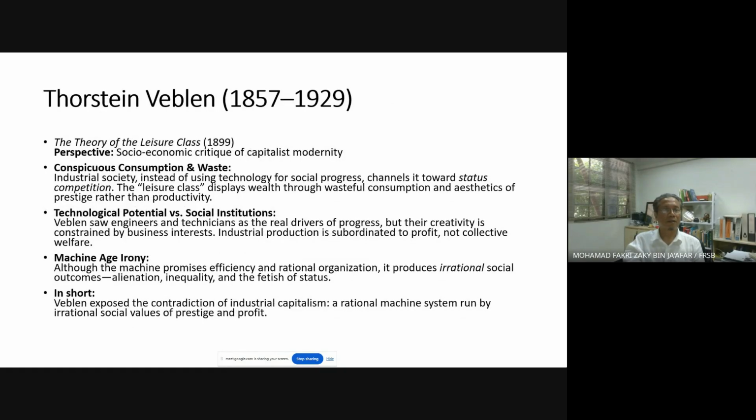And then another guy named Thorstein Veblen. I have mentioned this to some of my students. The Theory of the Leisure Class, the socioeconomic critique of capitalist modernity. Again, he criticizes conspicuous consumption, technological potential versus social institutions. He saw engineers and technicians as the real drivers of progress, but their creativity is constrained by business interests. Industrial production is subordinated to profit, not collective welfare. And he also lamented the idea of machine rationality. Although the machine promises efficiency and rational organization, it produces irrational social outcomes: alienation, inequality, and the fetish of status. In short, Veblen exposed the contradiction of industrial capitalism, a rational machine system run by irrational social values of prestige and profit.